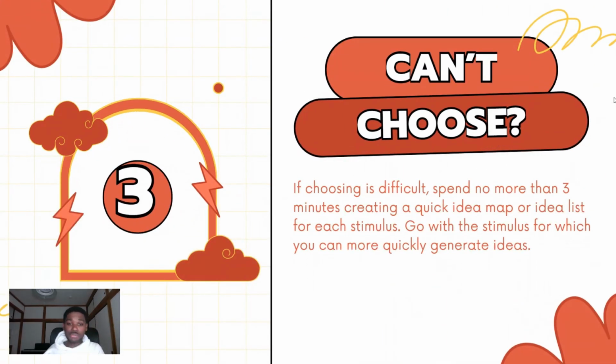Next, this is a tip for if you can't choose a prompt. If you're stuck, saying, oh man, I can't choose between the picture and the text, well, you're going to do something within 3 minutes. You're going to create an idea map or an idea list for each prompt and see which prompt generates better ideas. So let's say you do a quick idea list for the picture. Okay, let me see, how many story ideas can I think about? You jot down story ideas. Then I jot down story ideas for the other prompt. Then I just choose the best story idea. That's what you do when you can't choose a prompt.